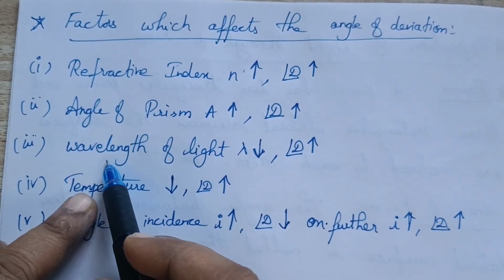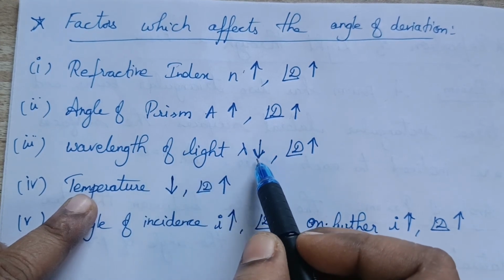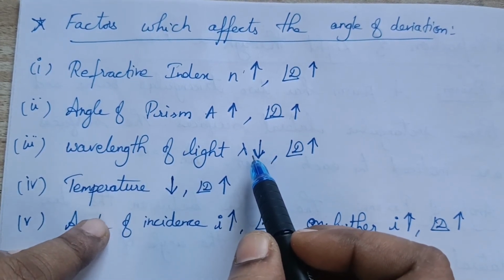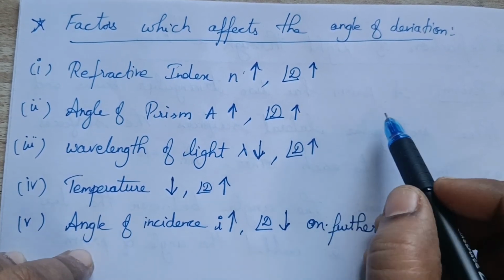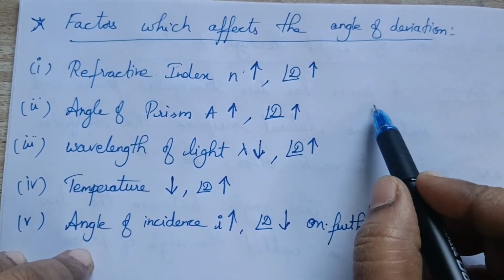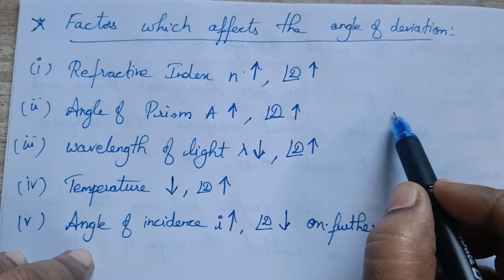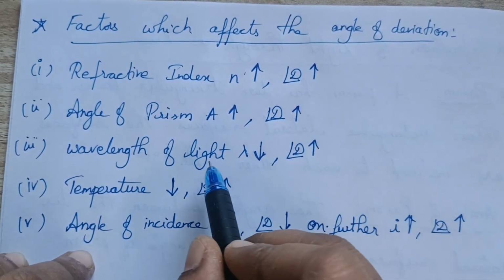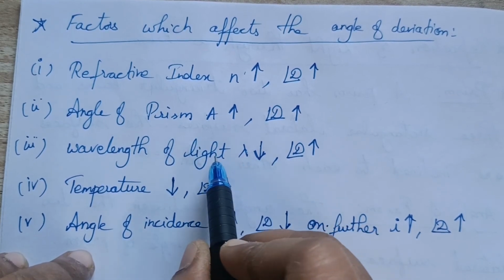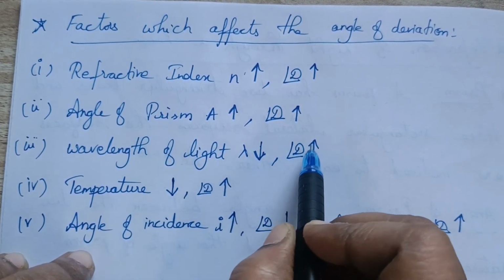Then, if the wavelength of the light decreases, there will be more deviation. VIBGYOR, you know, right? Violet has a lower wavelength compared to red. So for the violet color it deviates more.